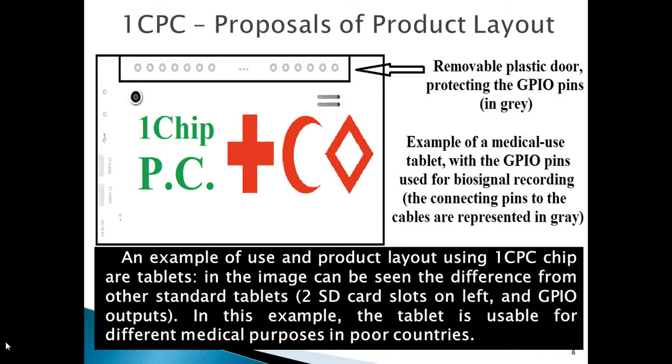1CPC, proposals of product layout. An example of use and product layout using the 1CPC chip are tablets. In the image can be seen the difference from other standard tablets: 2 SD card slots on the left and GPIO outputs. In this example, the tablet is usable for different medical purposes in poor countries.